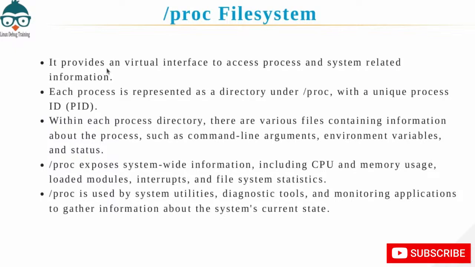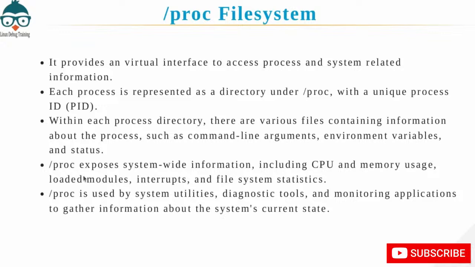The proc file system is a virtual file system in Linux that provides an interface to access the process-related information and system configuration-related information. Each process is represented as a directory under /proc with a unique process ID. For example, if a process has a process ID of 978, the corresponding directory will be named 978 under the proc file system. Inside each process directory, there are various files that provide information about the process, such as its command line arguments, environment variables, status, memory usage, and file descriptors.